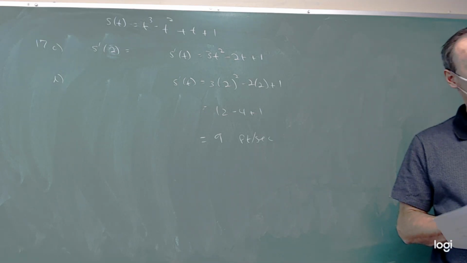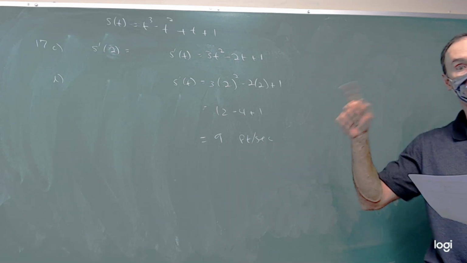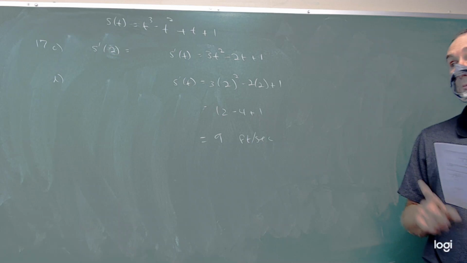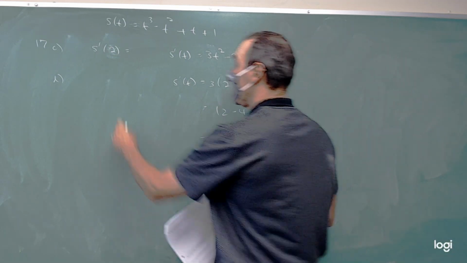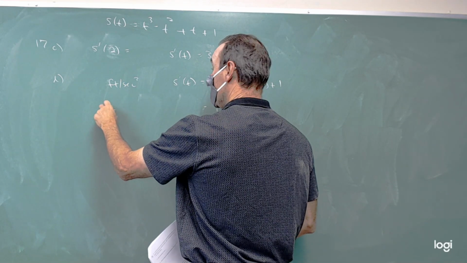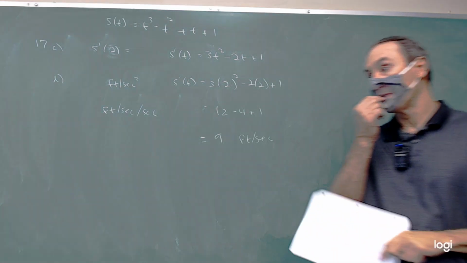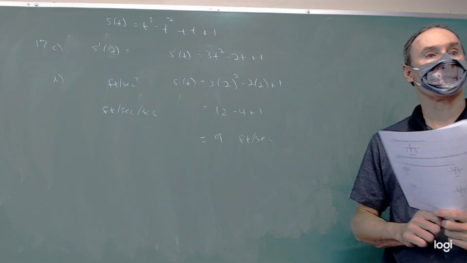Does that make sense, what we're going to do for acceleration now? Yes, sir. So you take the second derivative and evaluate that. That will be feet per second squared. You can either write it as feet per second squared, or it's also correct to say feet per second per second. Either of those is acceptable for the units on acceleration.